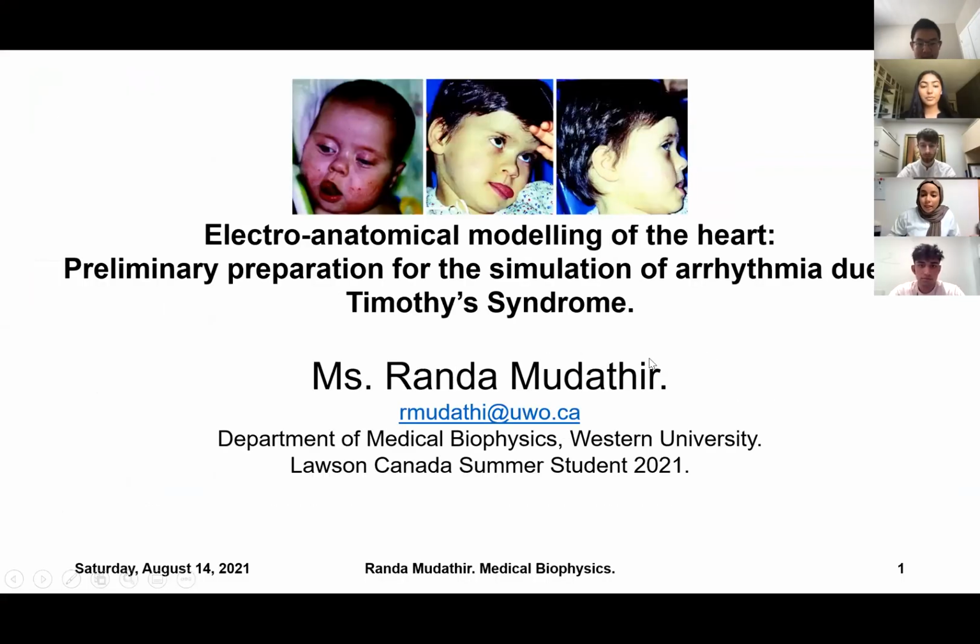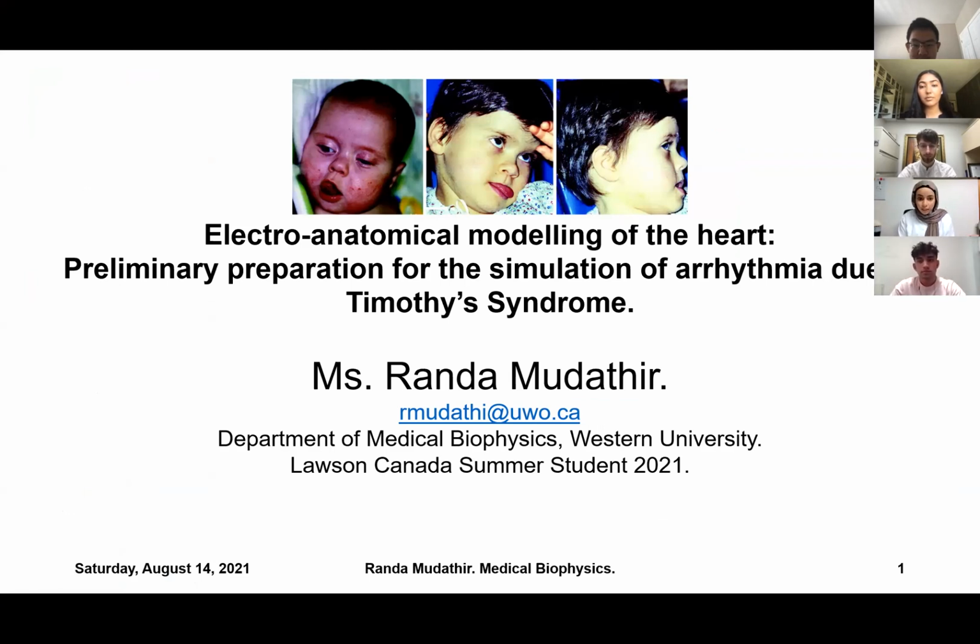Good morning, everyone. As Lauren said, my name is Randa, and I am going into my fourth year of medical biophysics. Today my presentation is going to be on the electroanatomical modeling of the heart, with a focus on how we're going to be using that to prepare simulations for arrhythmia caused by Timothy syndrome.